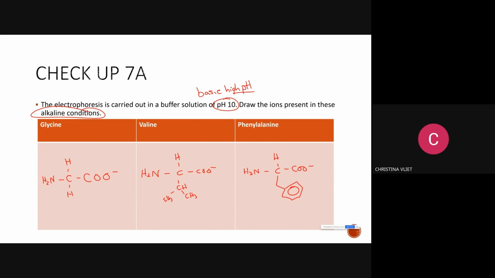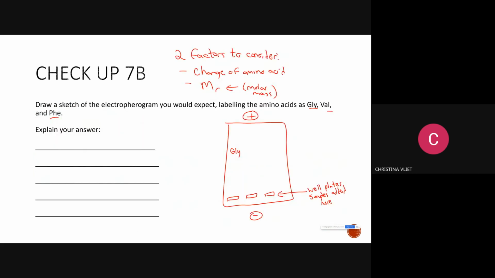Phenylalanine, because it's got the benzene ring, it's a lot bigger. It's got more carbons, is the way to think of it. And so that means that phenylalanine would not move as far. And then which one would be intermediate, in the middle of the two? The valine. So like that. And so then how do we explain ourselves?